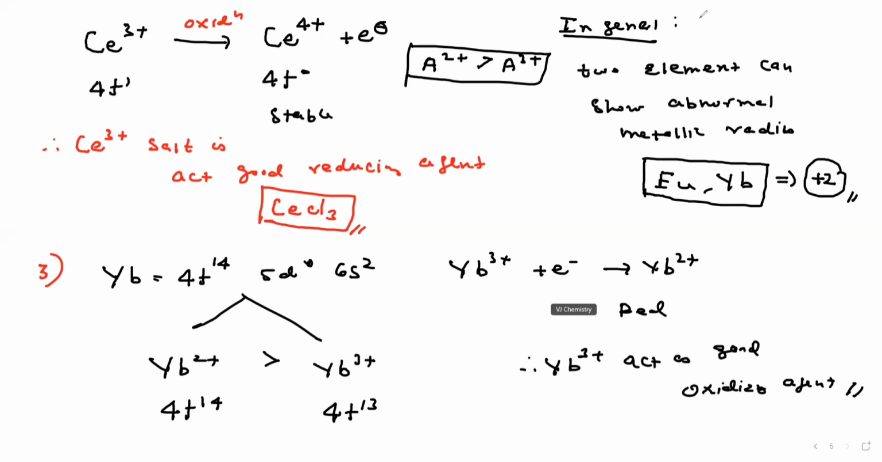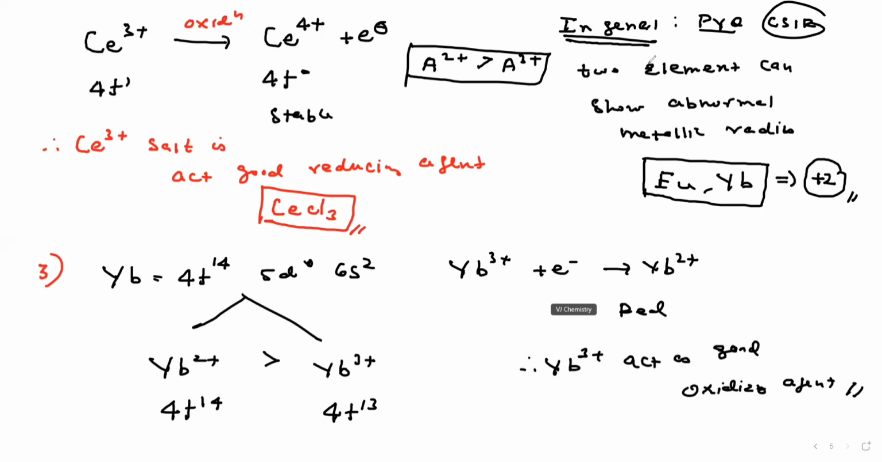This is a previous year CSIR question. What is the question? Which of the following pairs of two elements can show abnormal metallic radius? The answer is europium and ytterbium. Why? In general, all the f-block elements can show +3. Only europium and ytterbium can show +2. Compared to 3 plus and 2 plus, 2 plus is bigger in size, right? The higher the positive charge, the size decreases. This is very important. The problem is based on electronic configuration.